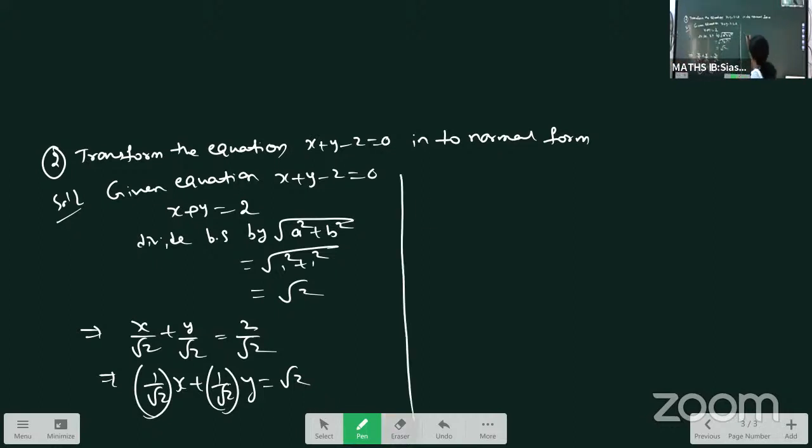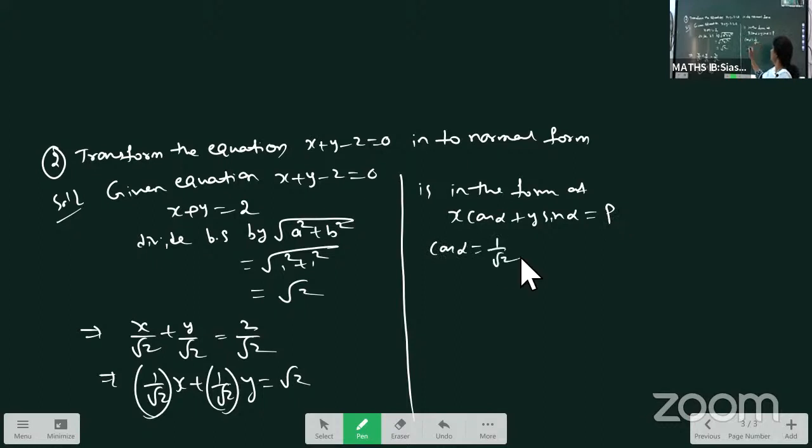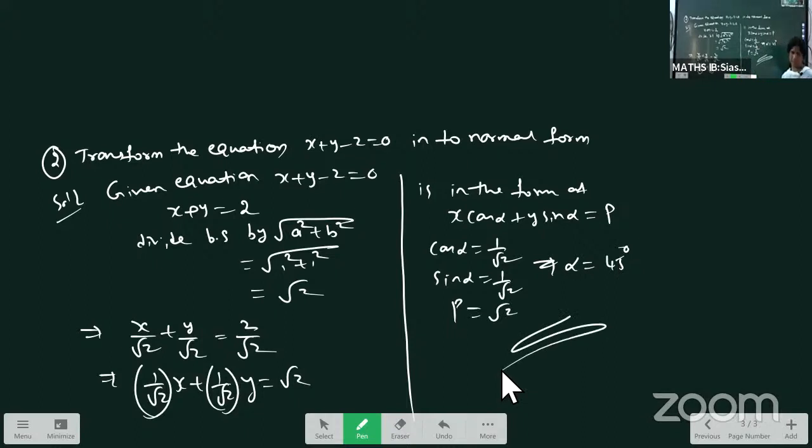Now, the equation is in the form of, what is normal form? x cos alpha plus y sin alpha is equal to p. So we compare. Cos alpha is equal to 1 by root 2 and sin alpha also 1 by root 2. So automatically alpha we can write, cosine and sine of which angle are 1 by root 2? 45 degrees, or you can write pi by 4. And constant p is equal to what we have? Root 2. So like this we have to convert to the normal form.